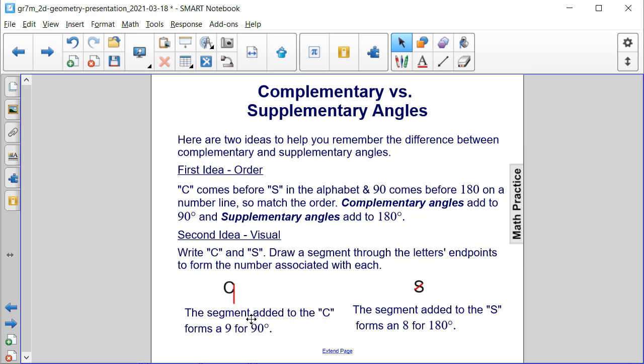Another one of my teacher friends shared another one that I thought was really cool too. You could also think of C as being half of an S. Like you can actually take your hands and make an S. And if you take the bottom half away, you just get a C. And 90 is half of 180. So the S goes with the 180, and half of the S makes the C for complementary, which is half of 180, which is 90.